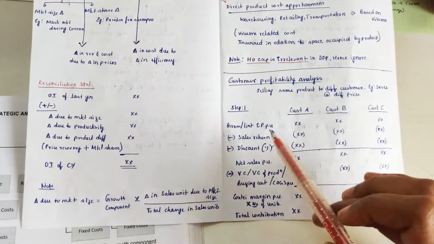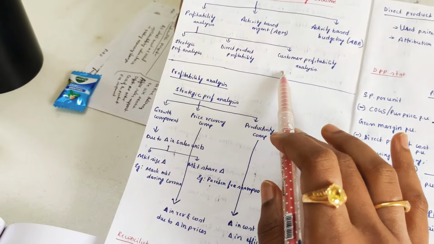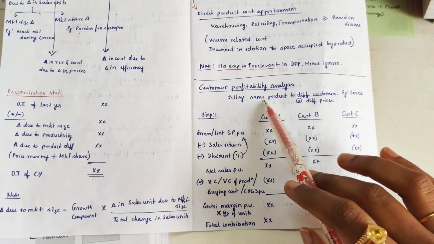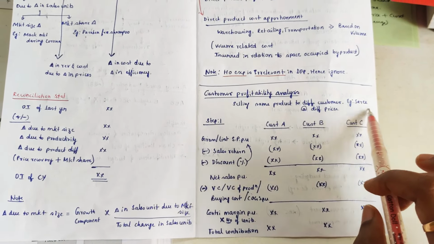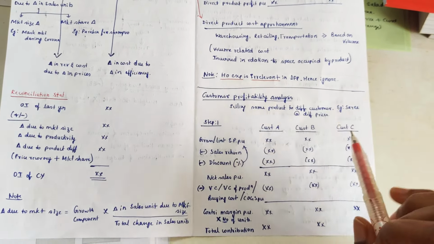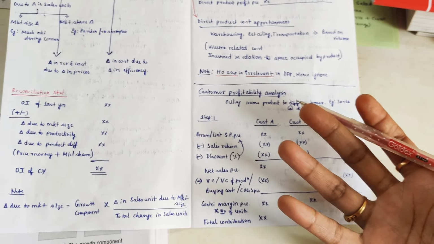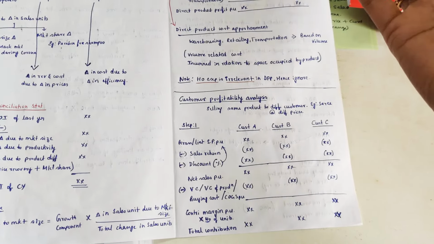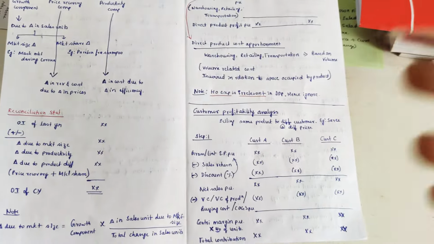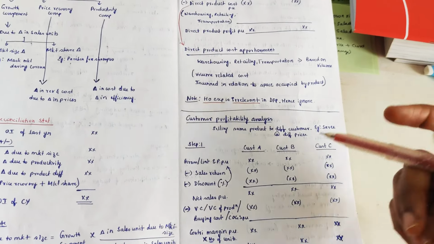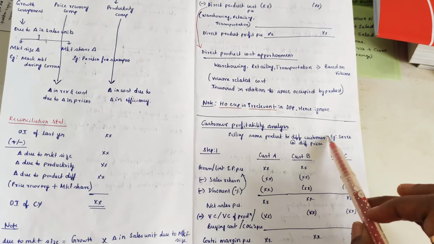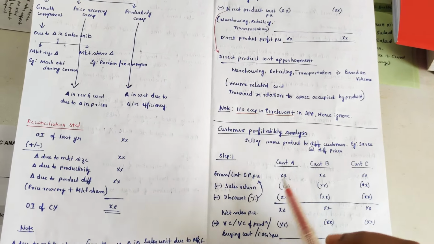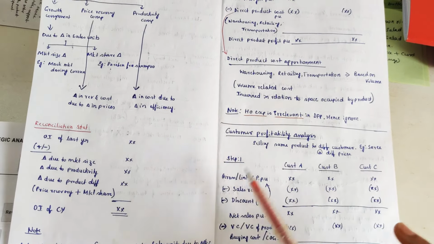Then we have something called customer profitability analysis. The third point is customer profitability analysis. What is customer profitability analysis? It is selling the same product to different customers. Take an example of a sari. For you it cost around 1000 rupees. For customer A you sold it at 1500, customer B at 1800, and customer C at 2000. So the same product you sold to three different customers at different prices. That is customer profitability analysis.